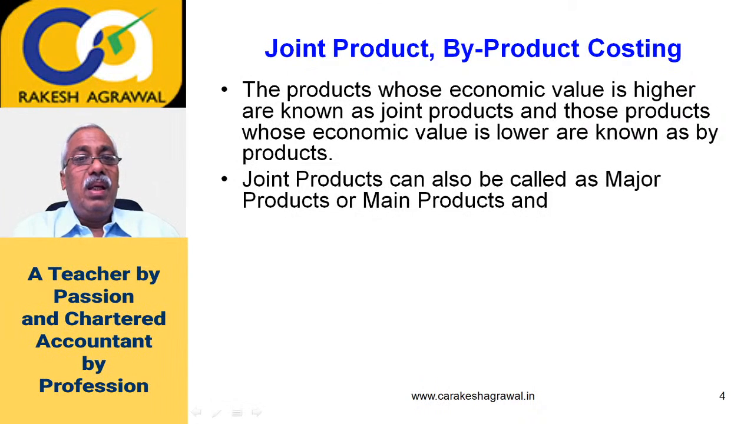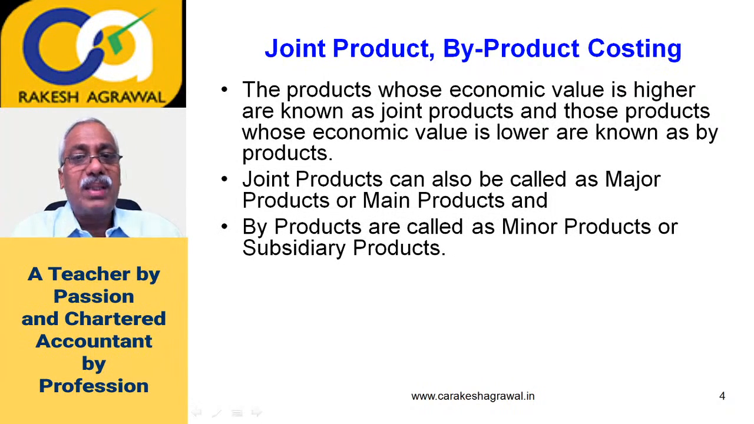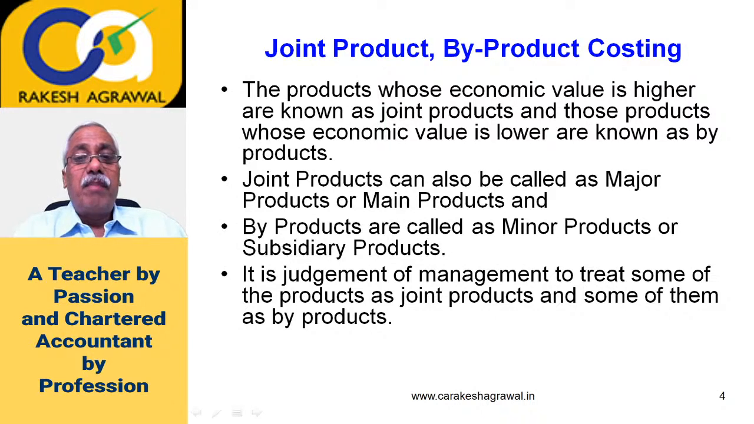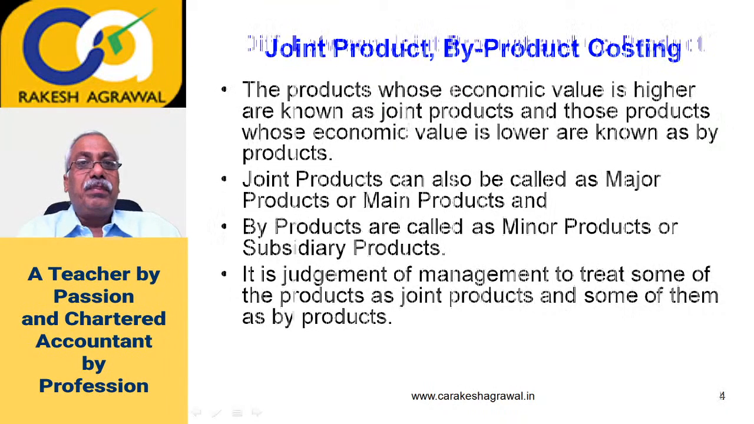So similarly, the joint products are called major products or main products, and the byproducts are called minor products. They are subsidiary products which get produced automatically, not intentionally, in the process of manufacturing. Now it is the judgment of management to treat some of the products as joint products and some as byproducts. You have to judge the economic value of the product, and you may treat any of them as joint product and any of them as byproduct. It doesn't make much of a difference. So it is management's judgment.